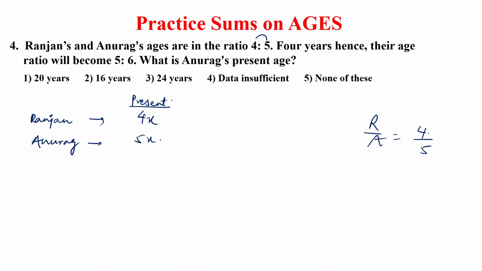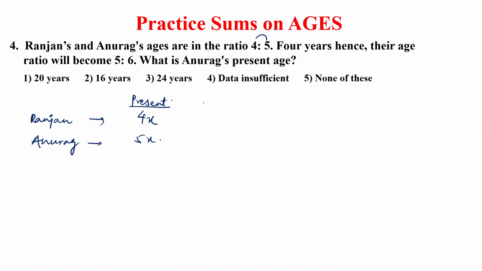So if you want to equate this, because it is a ratio, just put x and x. So Ranjan will become 4x, then Anurag will become 5x. I'm considering Ranjan as 4x, then Anurag will be 5x. Then the ratio of these two will be 4 by 5, because x will get cancelled. Hope you understood this.